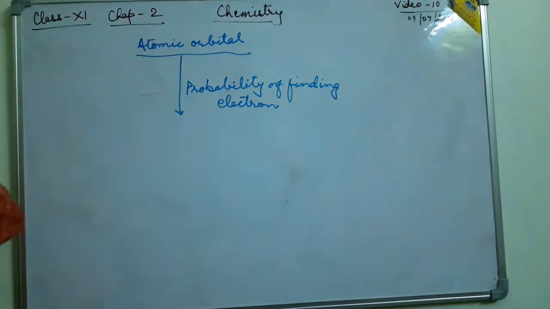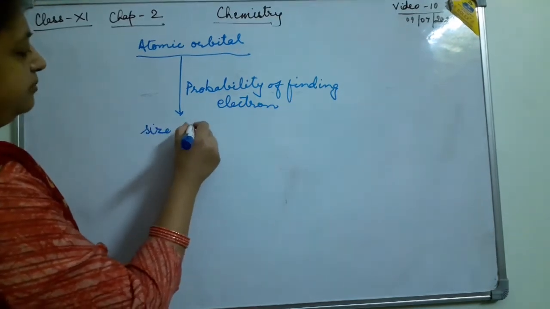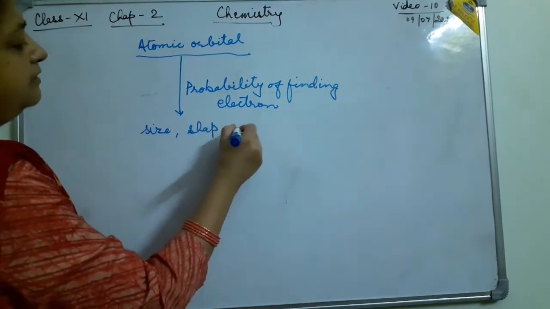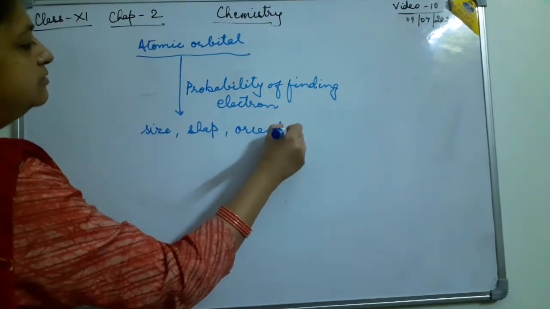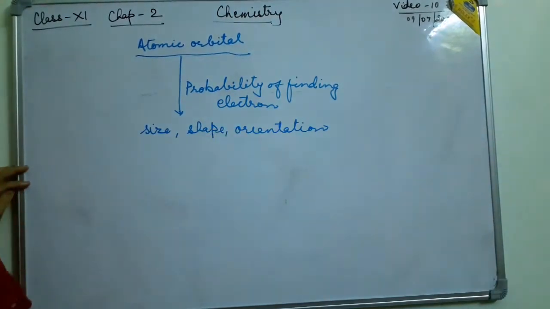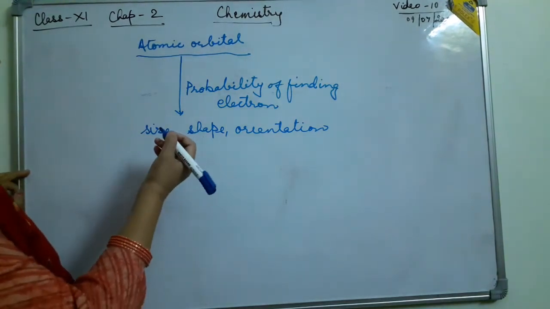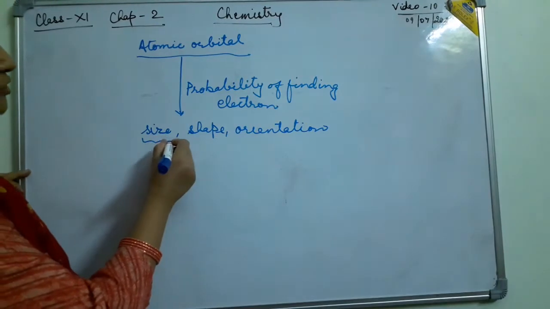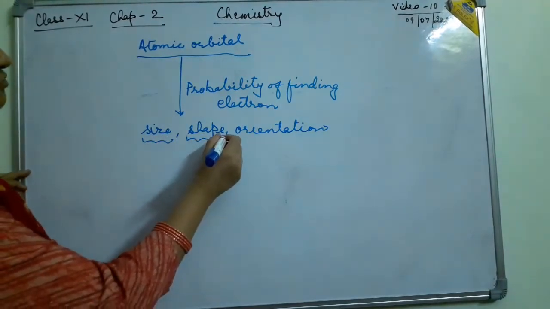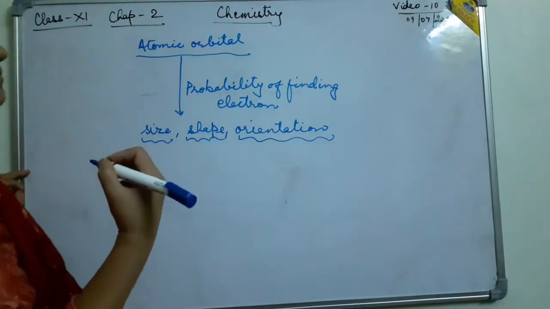So we can say that an atomic orbital can be distinguished by size, shape and orientation of electrons in different orbitals. For size we can use the principal quantum number, for shape we can use the azimuthal quantum number, and for orientation we can use the magnetic quantum number.